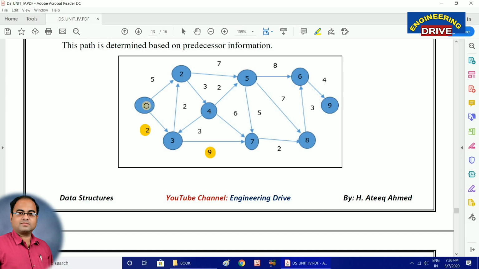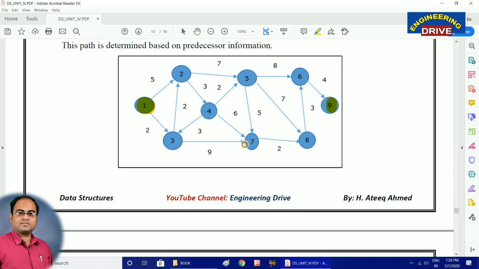They can say, sir, shortest, let me clarify one thing. Which is the source vertex in this graph? The source vertex we have taken in this graph is 1. The destination vertex is 9. Now I want to travel from the source vertex to the destination vertex. What is the shortest path between 1 and 9? That I want to know.